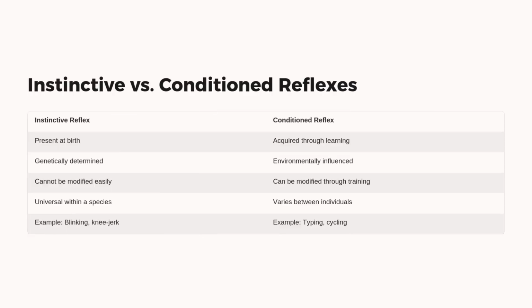Instinctive versus conditioned reflexes. Instinctive reflex: present at birth, genetically determined, cannot be modified easily, universal within a species. Example, blinking, knee-jerk. Conditioned reflex: acquired through learning, environmentally influenced, can be modified through training, varies between individuals. Example, typing, cycling.